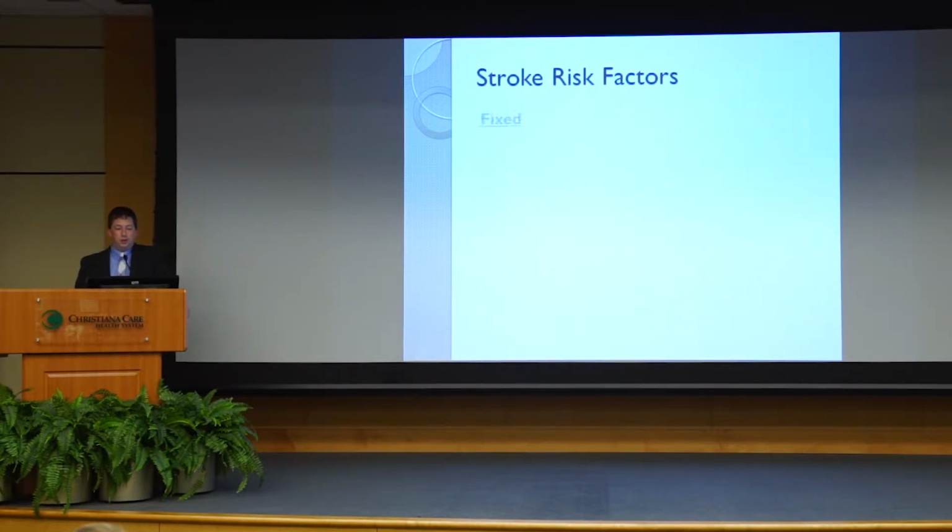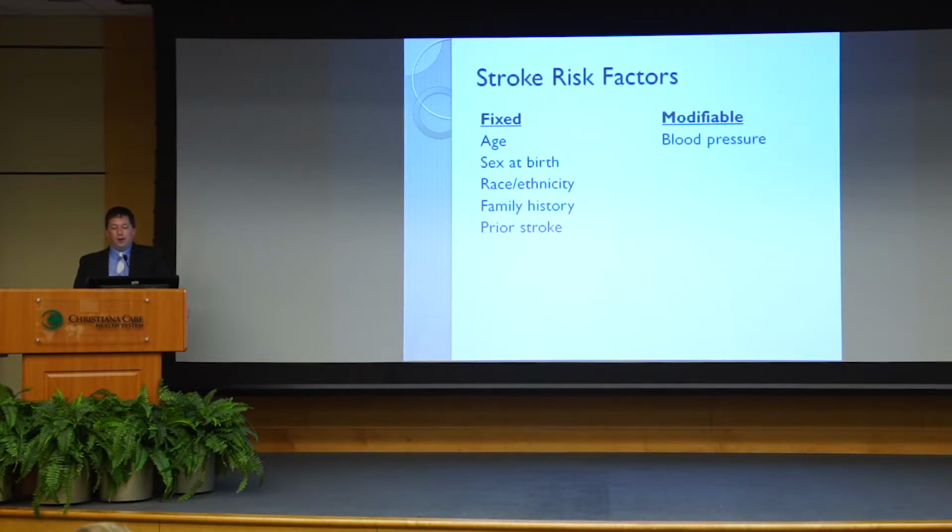Some of these factors are fixed, meaning they're not ones that we can easily change. That includes age, our sex at birth, race, ethnicity, family history, and prior stroke. You'll notice a lot of these are the same risk factors we just heard about in terms of being associated with high blood pressure. The other category of risk factors are the modifiable ones. These are things which we can actually attempt to influence, and they include blood pressure, diabetes, heart disease, our cholesterol profile, the use of tobacco and alcohol, and our physical activity, weight, and diet.